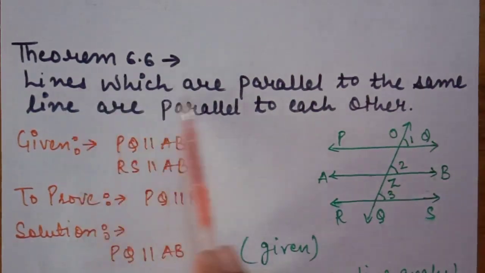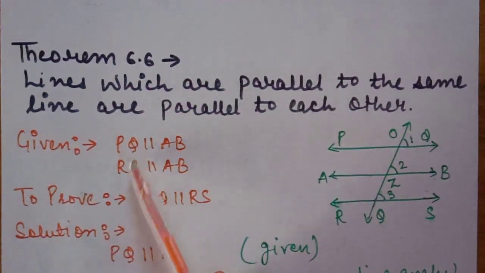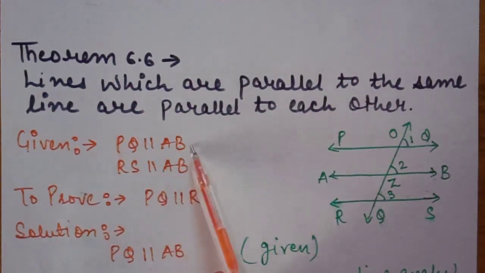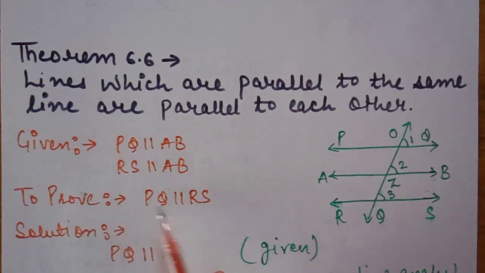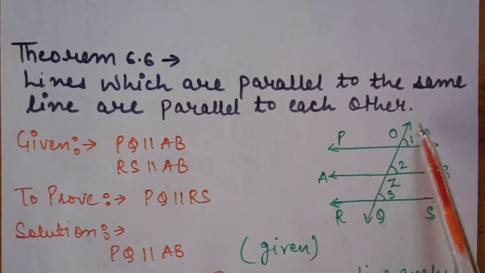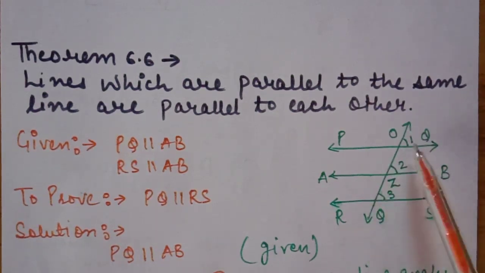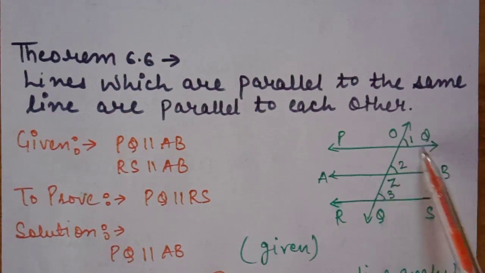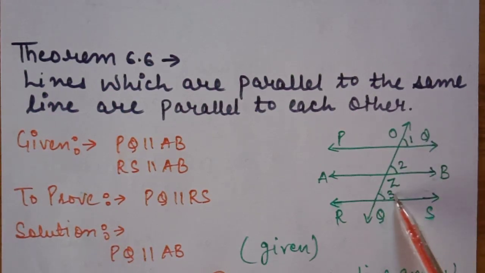The theorem says lines which are parallel to the same line. We are going to prove that the lines which are parallel to the same line are parallel to each other also. So we have to prove line PQ is parallel to RS. This is your diagram. For the solution, we will draw a transversal line and draw three angles also, angle 1, angle 2, and angle 3.